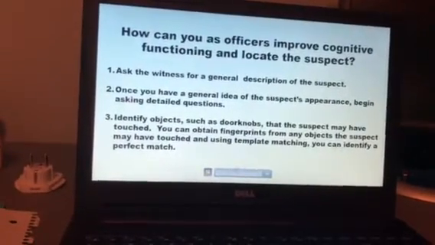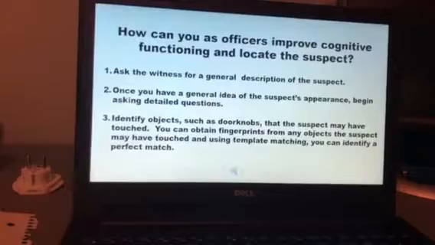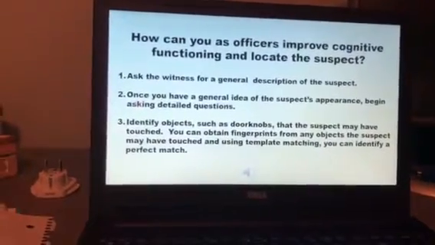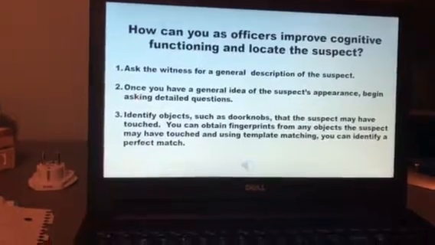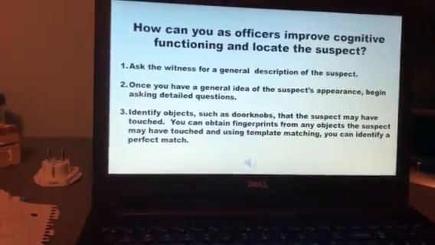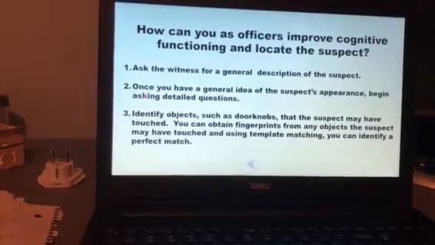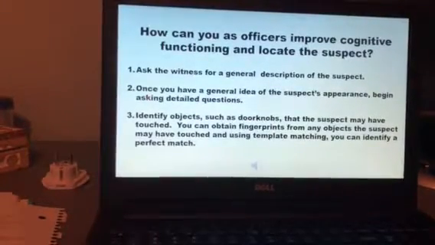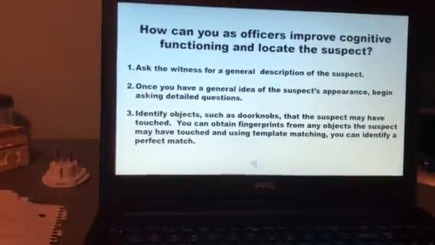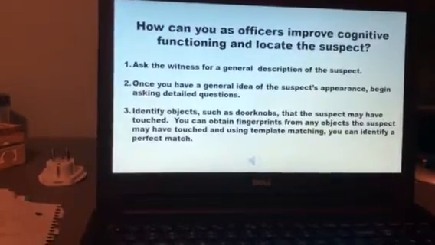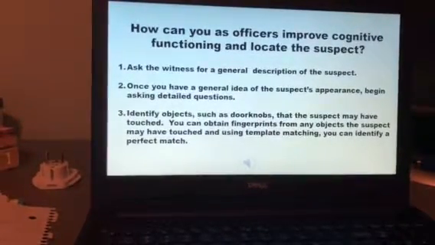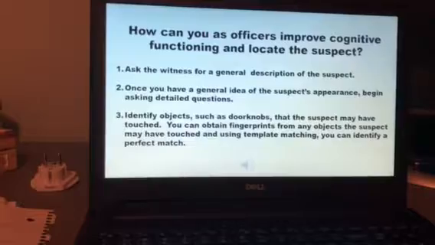The most important part of this presentation is how this applies to you. How can you as officers improve cognitive functioning and locate the suspect? How can you take the visual perception of the witness and really apply that to determine who the suspect is? The first thing you can do is to ask the witness for a general description of the suspect. This would include height, weight, build, whether they're male or female. Do you know them, or is this a stranger?